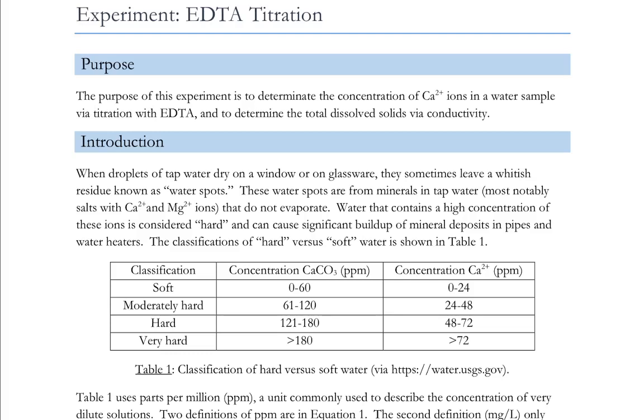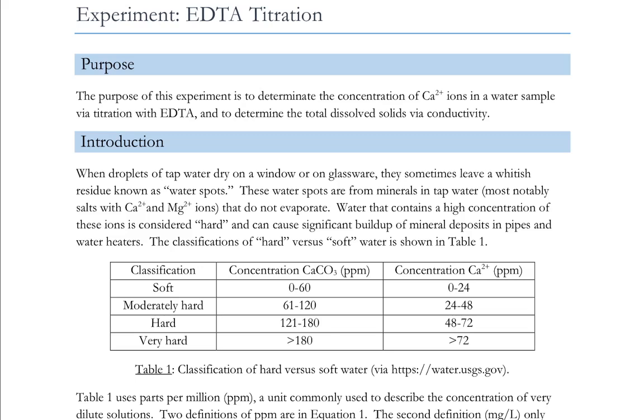In the EDTA titration experiment, we are determining the concentration of calcium ions in a water sample by titrating it with a chemical called EDTA. That is part A of the experiment. In part B of the experiment, we would work with the total dissolved salts, working with conductivity. We are only doing part A. We are only determining the concentration of the calcium ions in a water sample by way of this titration with EDTA.